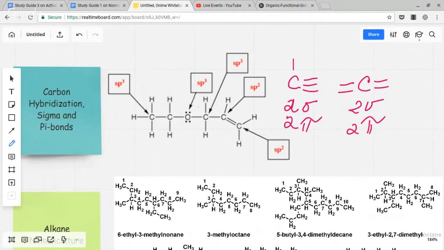Also, if you have a double, that's the same, no, Miggy. It's 2 sigma and 2 pi. Always remember, if you get a double or a triple bond, only one of that is a sigma. So since you have 2 double bonds here, 1 for every double bond is a sigma. That's why you have a total of 2 sigma bonds. And of course, the rest are considered to be pi bonds.